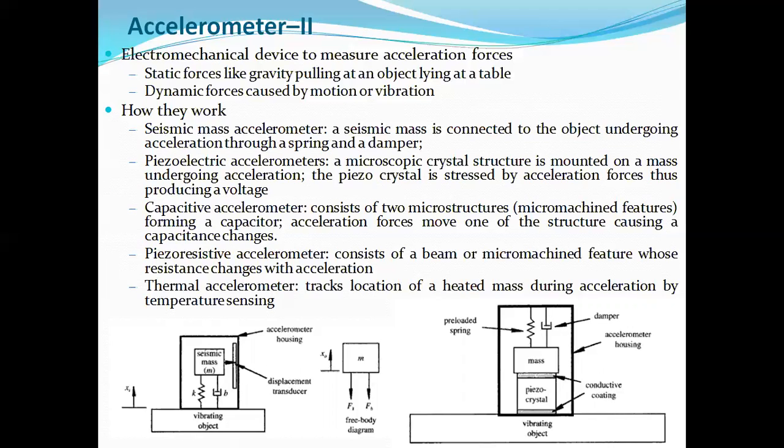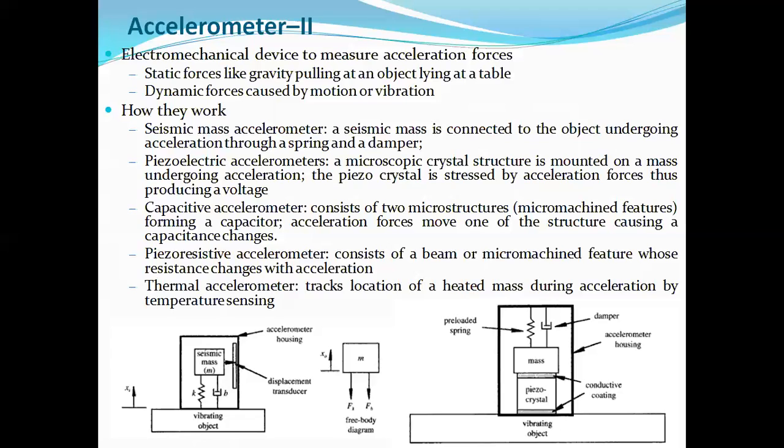Piezoelectric accelerometers: a crystalline structure is mounted on a mass undergoing acceleration. Upon sudden damping conditions, the acceleration forces produce a voltage signal, and beyond a signal pulse, the controller or analyzer will stabilize the observed force in the form of a voltage and display it on the screen.